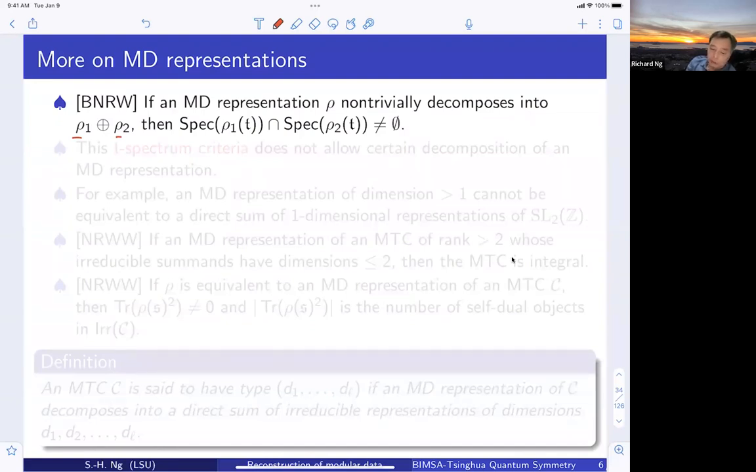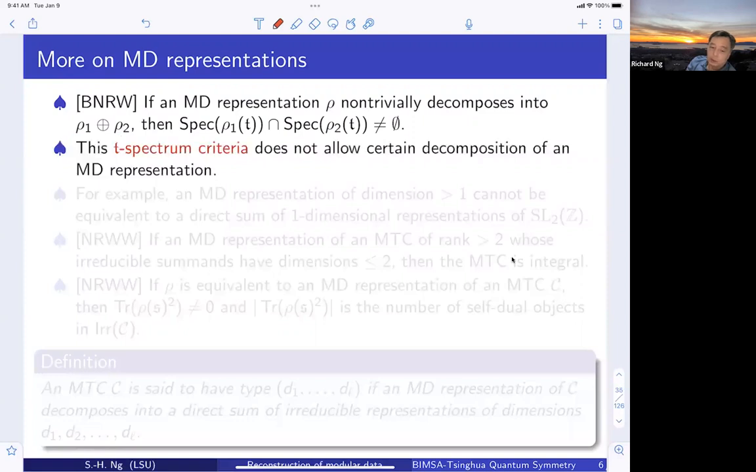So this is actually a very useful criterion, and it's not very difficult to prove either. We call it the T-spectrum criterion. So the first condition to be satisfied by a sum of two irreducible representations to be realizable by a modular category is this condition. If they don't have any overlap, the direct sum will never be an MTC representation.